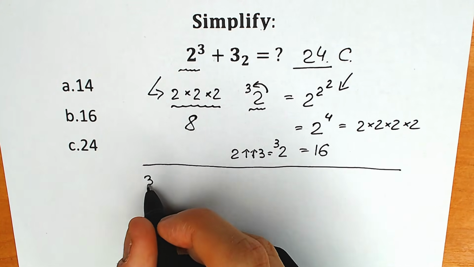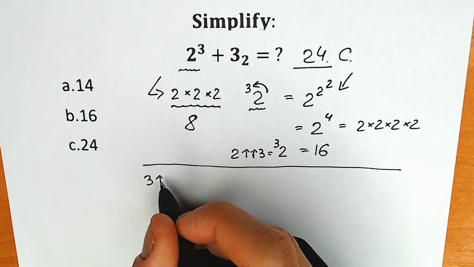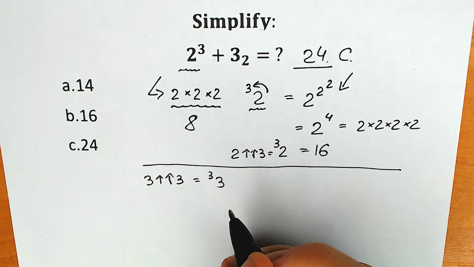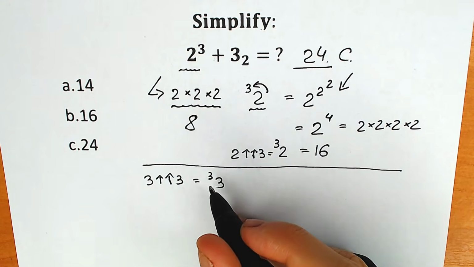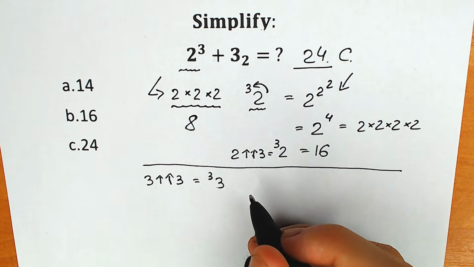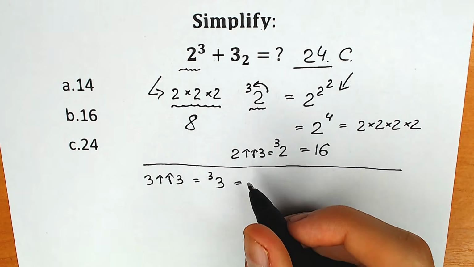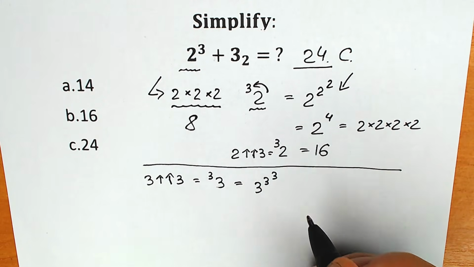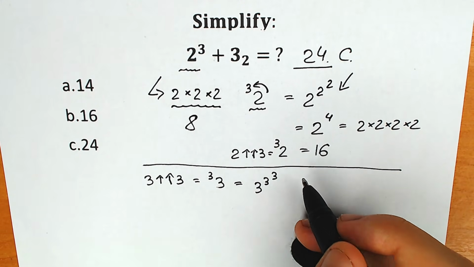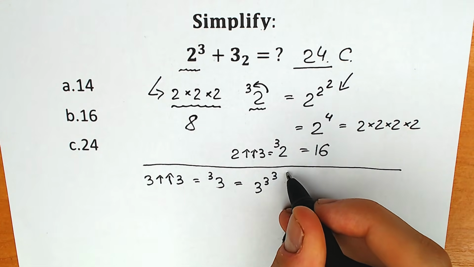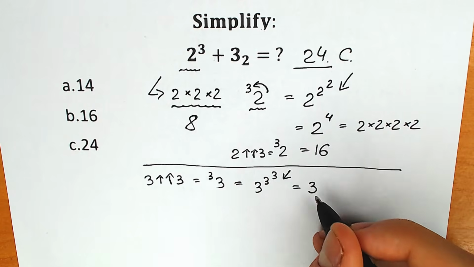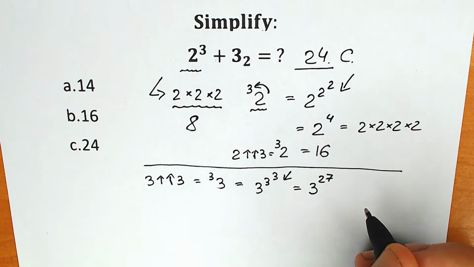So for example, we have this tetration, 3 with 3 on the left side. A lot of students maybe think it's not that big. But if you look closely, we can write it as 3 to the power 3 to the power 3. And as I said before, we evaluate it from the top to the bottom. So 3 to the power 3 equal to 27. So we can consider it as 3 to the power 27.